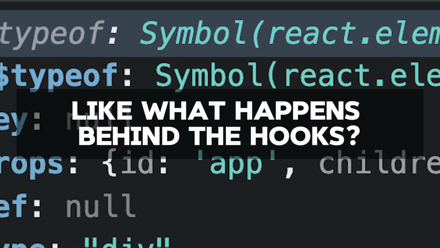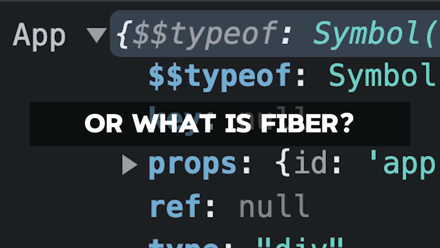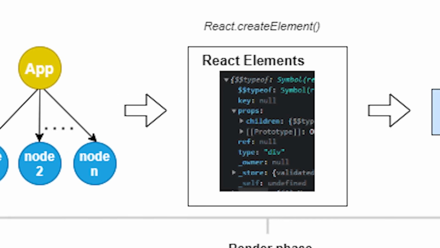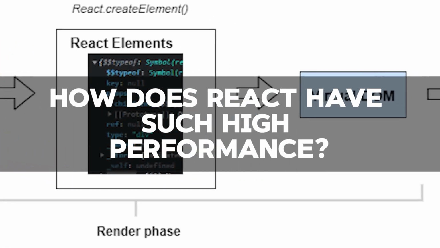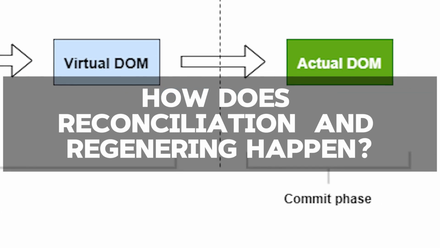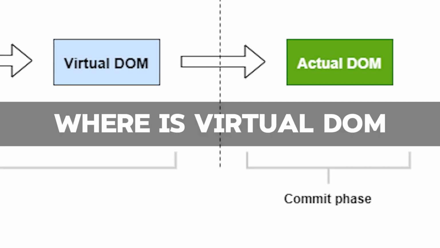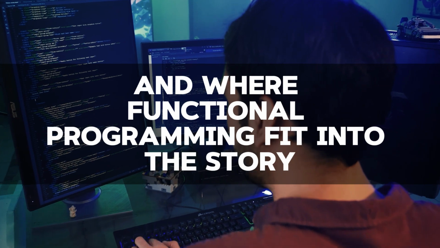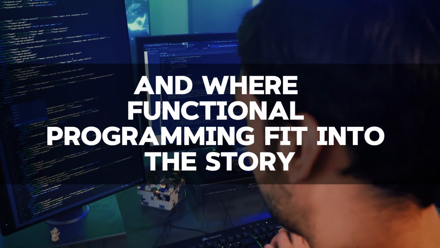Like, what happens behind the hooks? Or what is fiber? How does React have such high performance? How does reconciliation and re-rendering happen? Where is virtual DOM? And where does functional programming fit into the story?